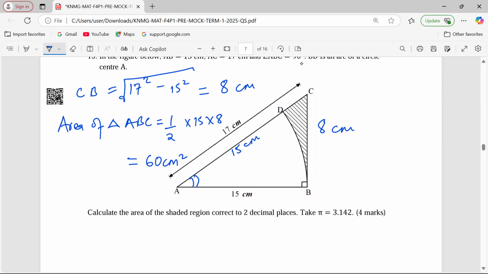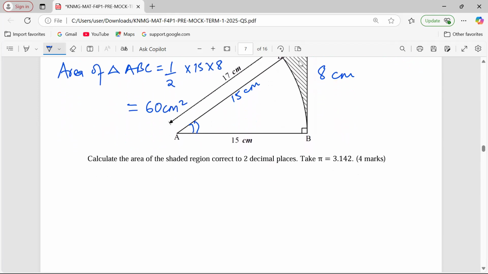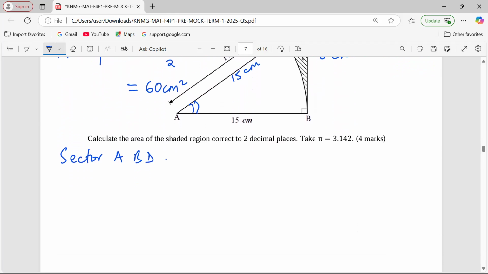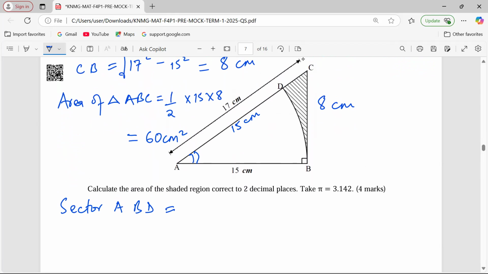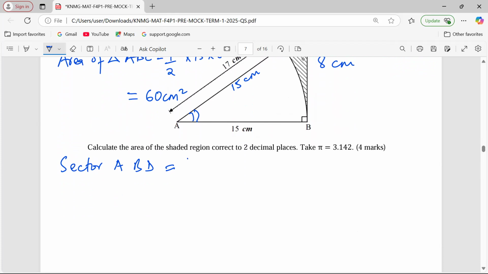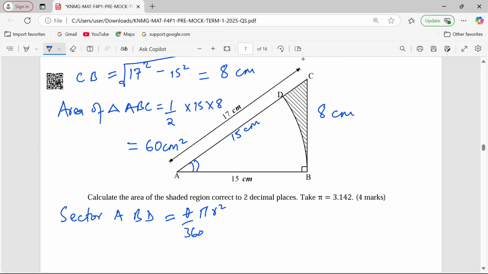Area of the sector. The sector ABD. Yeah, ABD. We need theta. That means finally we have to get the value of theta. So theta over 360 pi r squared. So let's get the value of the angle at the middle.